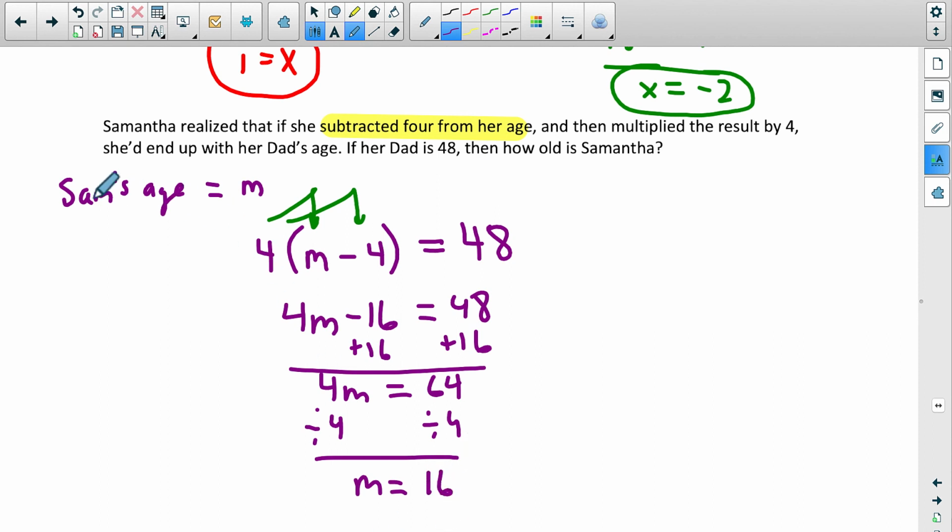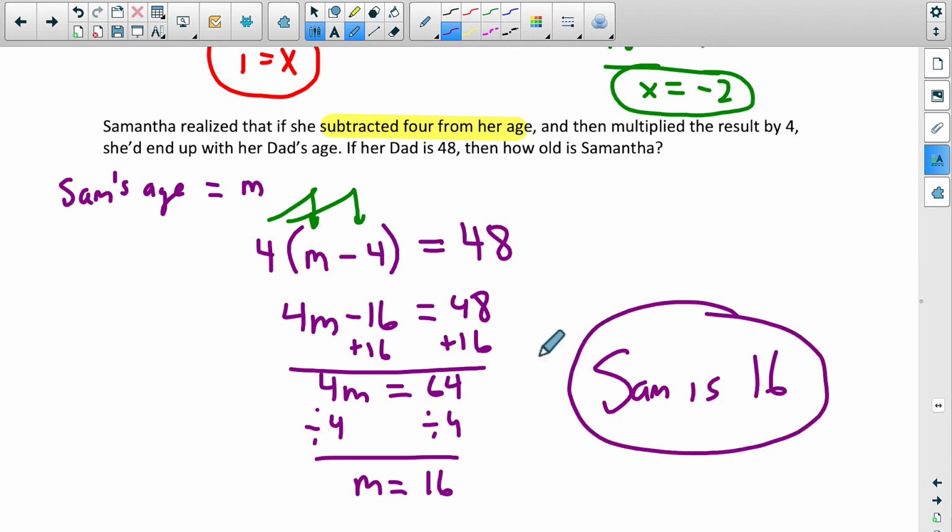How old is Sam? Well, her age is m, and we just found out that m equals 16. Sam is 16. Okay, hey, you know what else is interesting about her age and her dad's age? 16 and 48. Her dad is exactly 3 times as old as Samantha is. 16 times 3 is 48. I love it. That's awesome.